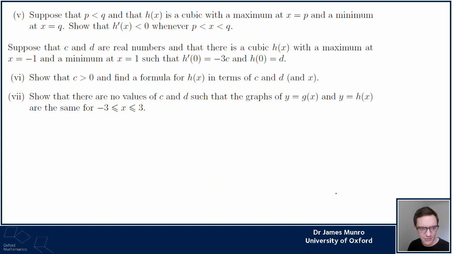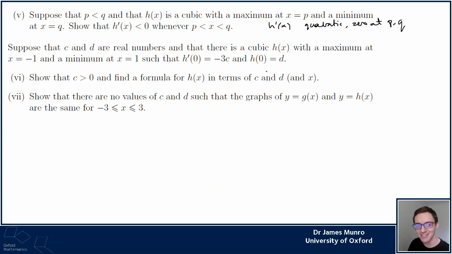I think there are several approaches to this. You could talk about how the derivative of h of x is a quadratic. It's 0 at p and q, that quadratic. Let's write this out. h prime of x is a quadratic. It's 0 at p and q.